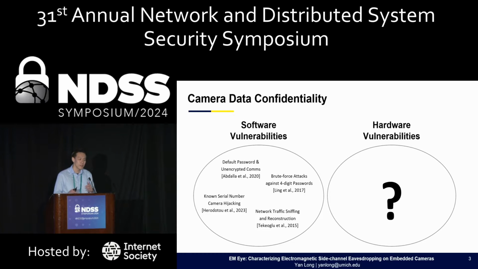But the new question we are asking in this work is, assuming all the software and network components of the camera system are secured, how can the camera data still be leaked to adversaries? For example, in the worst case scenario, what if it's an air-gapped camera system that records and stores data completely locally? And our research shows that there are still ways for this kind of leakage in these cases, and the answer lies in the unexplored domain of hardware vulnerabilities of our camera sensors.